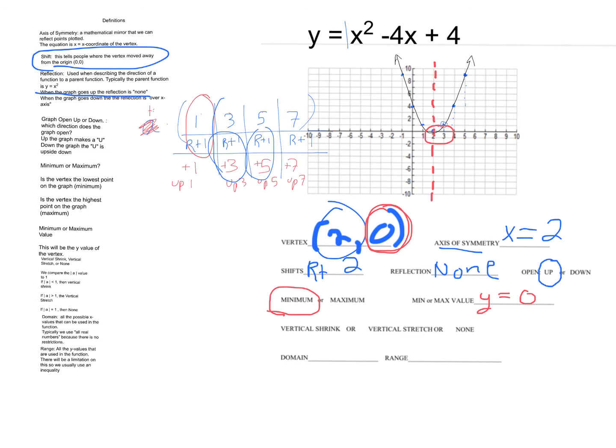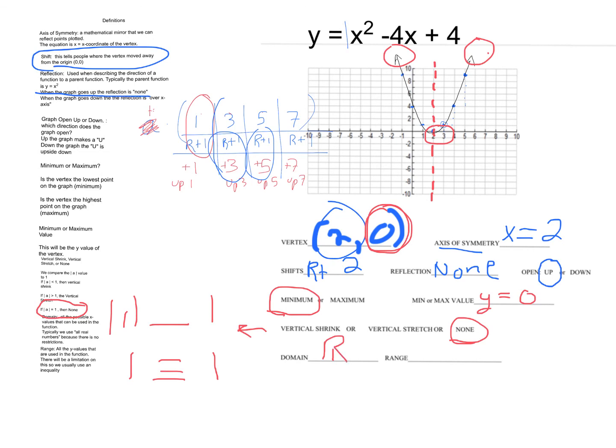Shrink, stretch, or neither. Okay, this dealt with the absolute value of a. Absolute value of 1 compared to 1. Well, the absolute value of 1 is 1, so that is equals. So since it's equals here, then it's none. Now for kind of the tough part. Domains. Are there any restrictions on my x's? Now, since notice how this is going to go forever and ever with the positive x's, there really is no restriction. Therefore, we're going to use funky R, all real numbers.